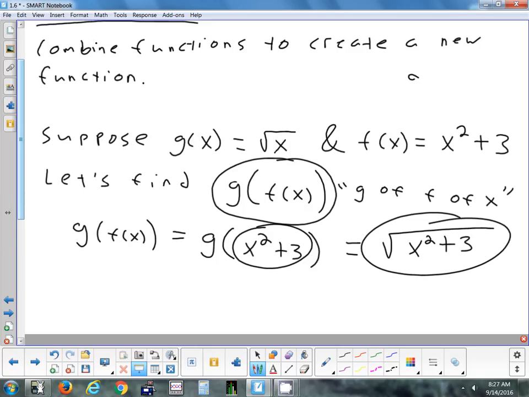So if I said to find g of 2, you would plug 2 in for x. If I said find g of 9, you would plug 9 in for x. If I said find g of x squared plus 3, you plug in x squared plus 3 for x. Sometimes you can simplify, sometimes you can't. You cannot simplify a sum under a root. You could simplify a product, not a sum.